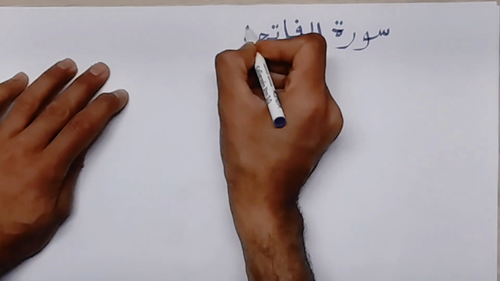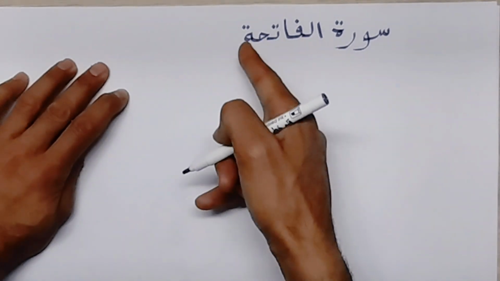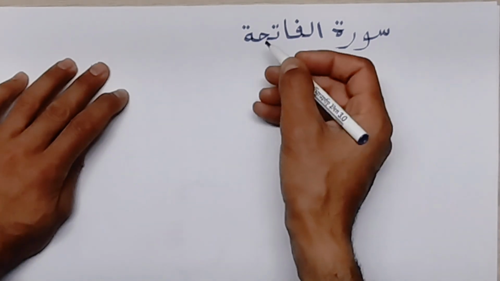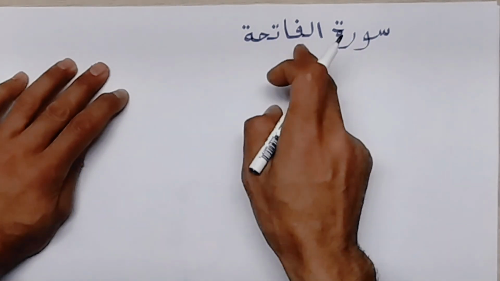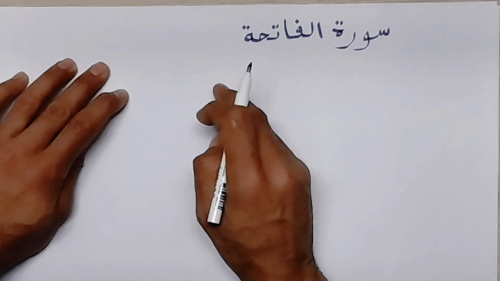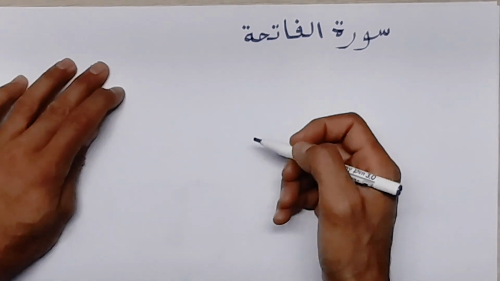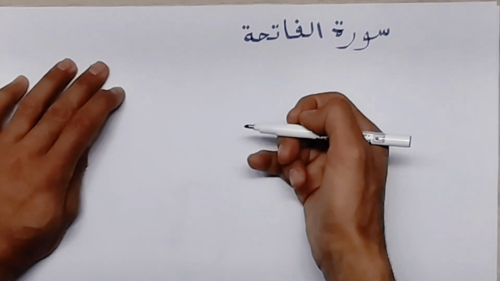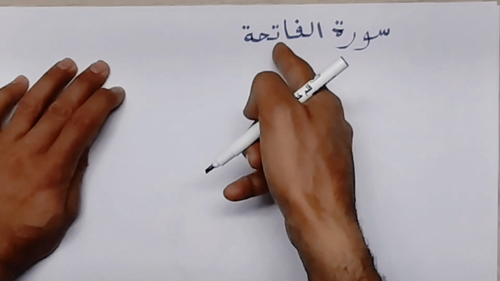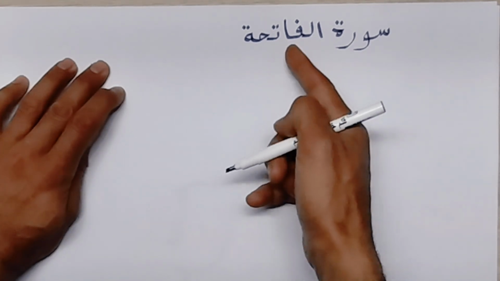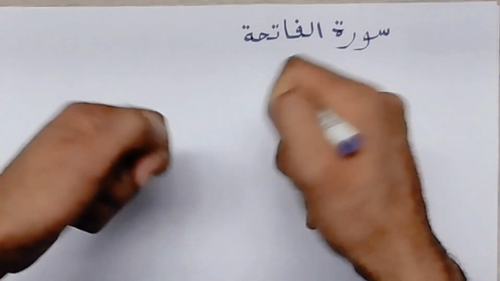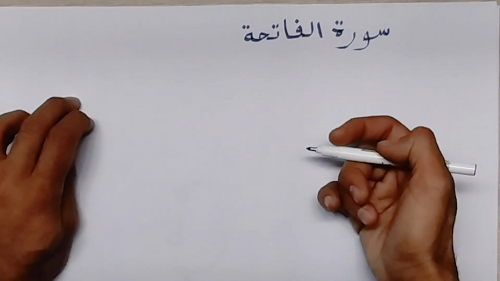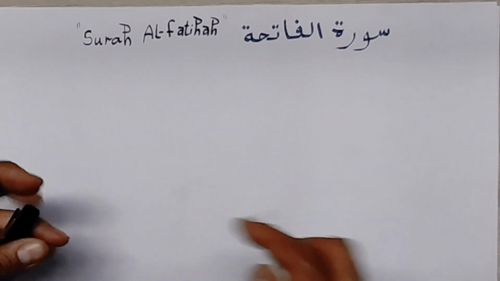Al-Fatiha. So this is ta, but when a ta is at the end, we pronounce it h. Surat Al-Fatiha, right? Okay, and this is the first chapter in Quran. هذه هي السورة الأولى في القرآن. When you open Quran, you will find it the first. Let's go.